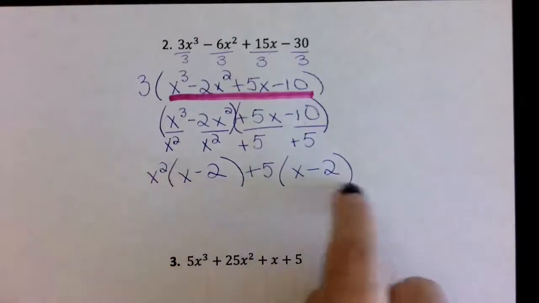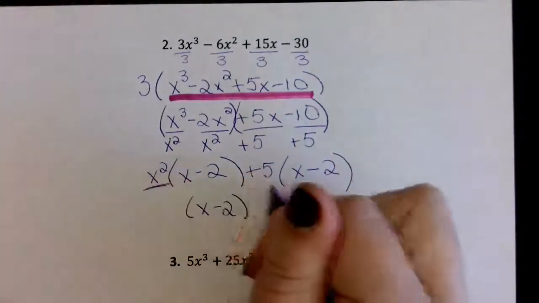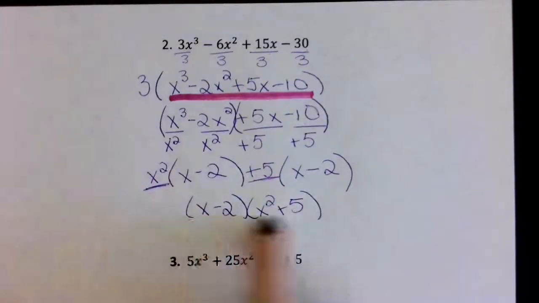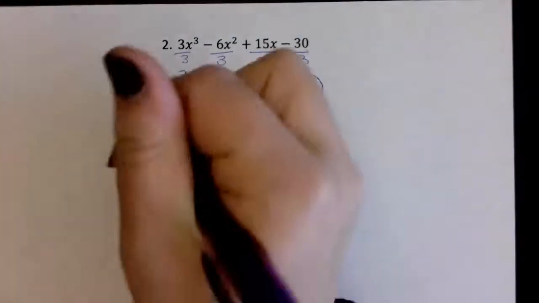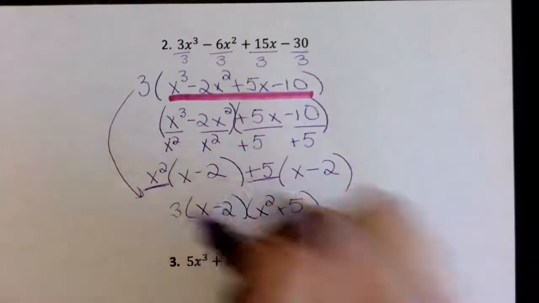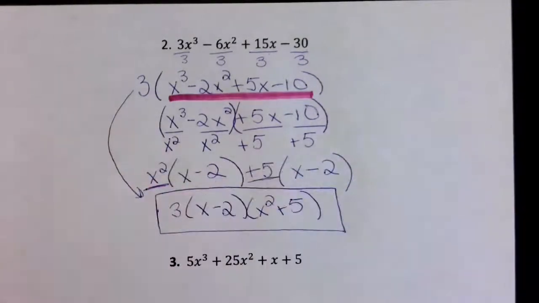My insides are the same, so I write them once. I put the x squared and the plus 5 together. This is almost my final answer. This was the factored form of my inside. This 3 up front here has to get brought down to the front for it to be my final answer.